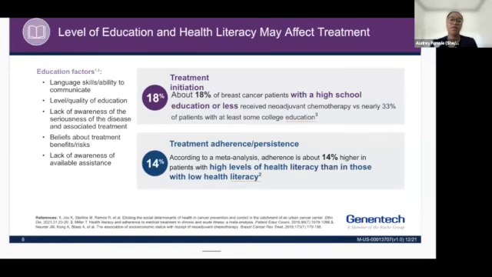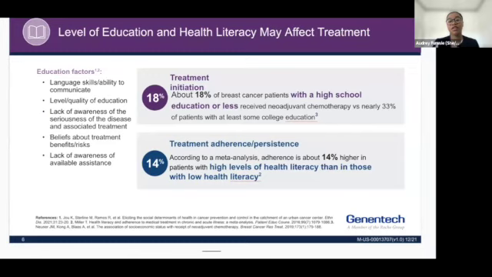Another example is the level of education and health literacy and how that might affect treatment. So language skills and the ability to communicate is a huge factor of whether or not someone will join a clinical research study or take part in the curative treatment for them. The level and quality of education that they have, and then also the lack of awareness of the seriousness of the disease and the associated treatment.